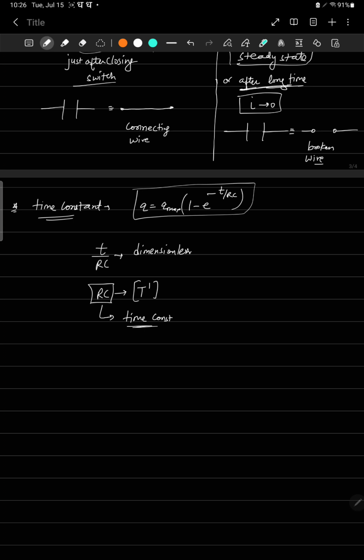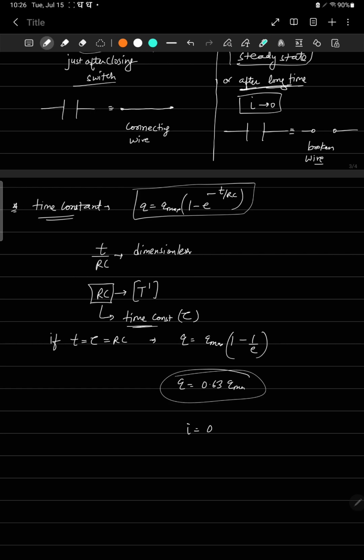And what is the definition of time constant? Sometimes we write time constant with tau. If t is equal to tau is equal to RC, then q will be equal to q max times 1 minus e to power minus 1, that is 1 by e. So it comes out to be q max times 1 minus 0.37, so almost 0.63 q max. Or for current, it comes out to be 0.37 I max.